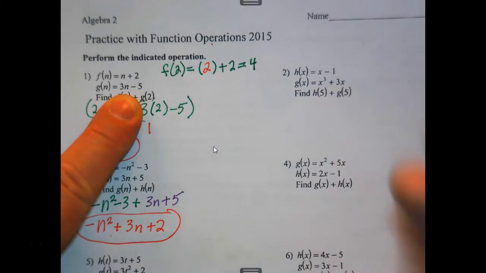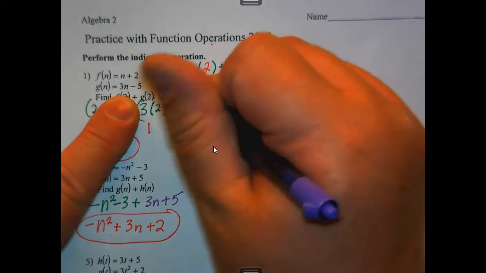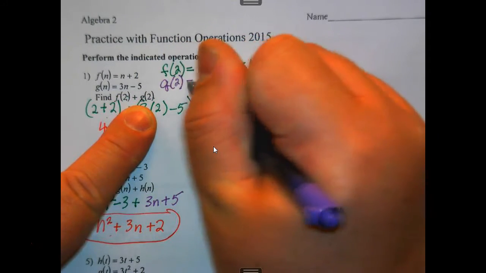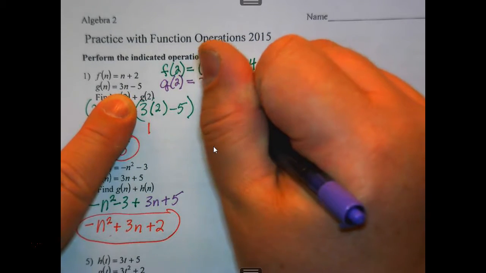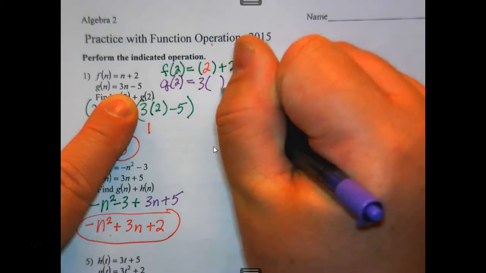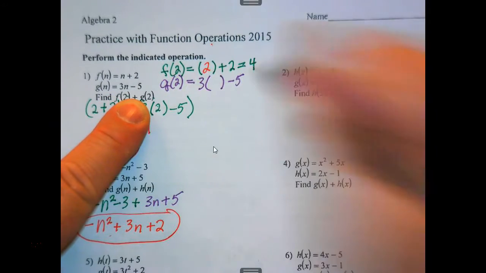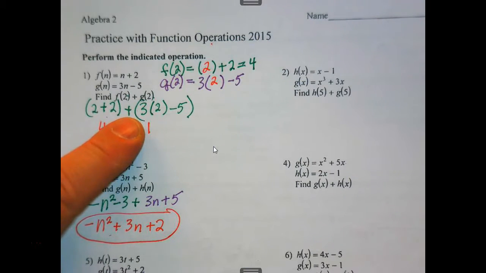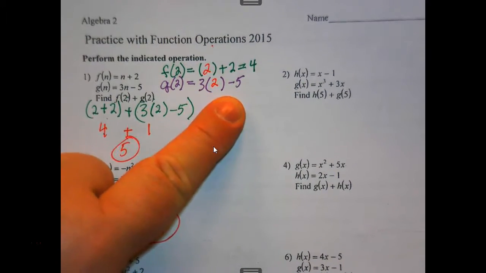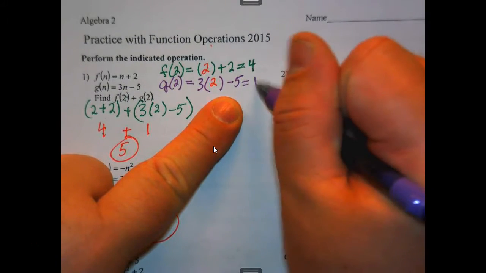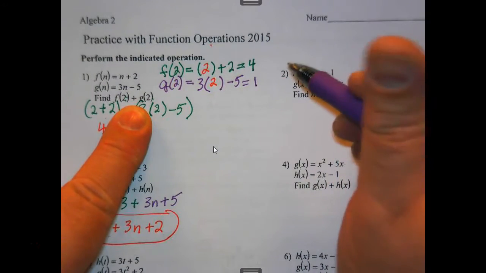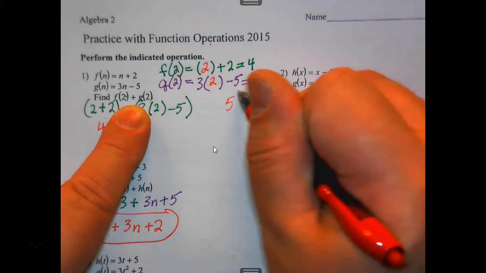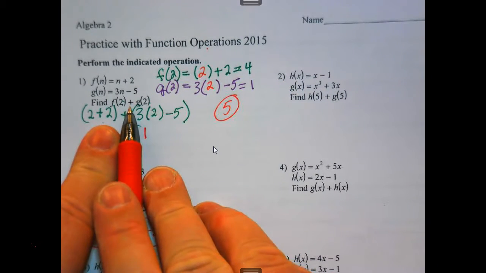Then I need to find the g of 2, right? The g of 2. And that's going to be 3 times n minus 5. And my n is 2. So I have 6 minus 5 is 1. And add those together, I get 5. Well, it says so right there.